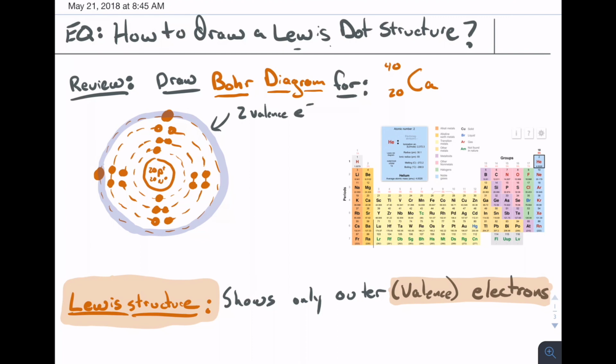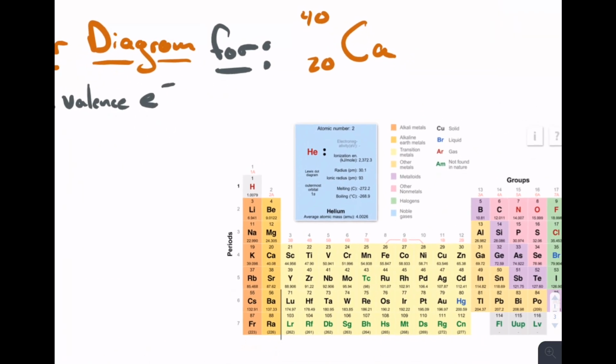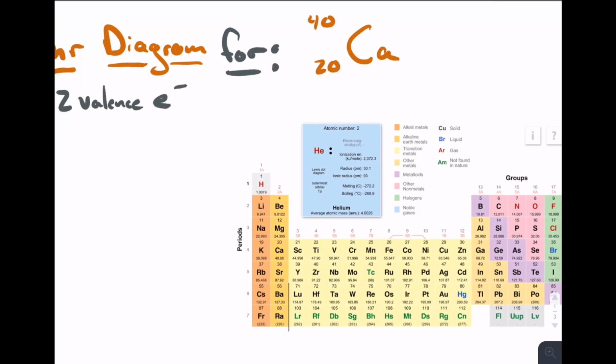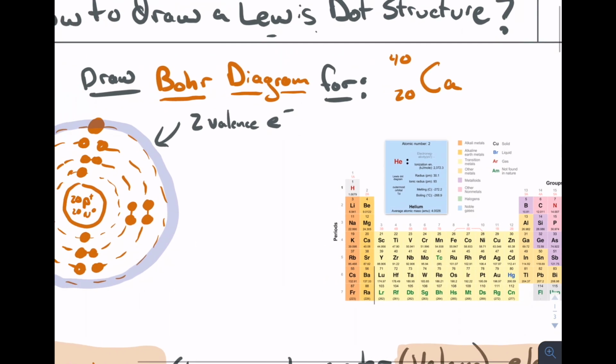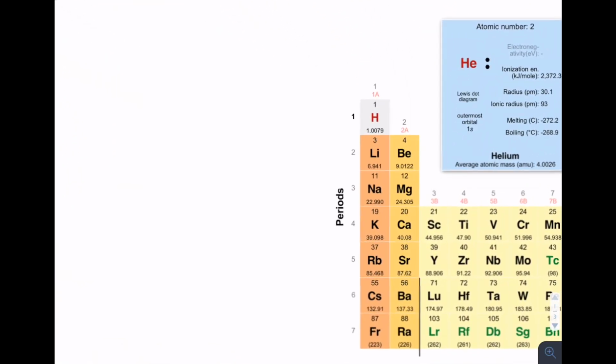So the question I'd like to begin with is typically this one. Review: draw the Bohr diagram for calcium, 40-20, right? What we would do is not too bad. The 20 means that it's got 20 protons and 20 electrons, so you could start drawing all 20 of those. Or perhaps at this point, we've learned the shortcut on how to do that.